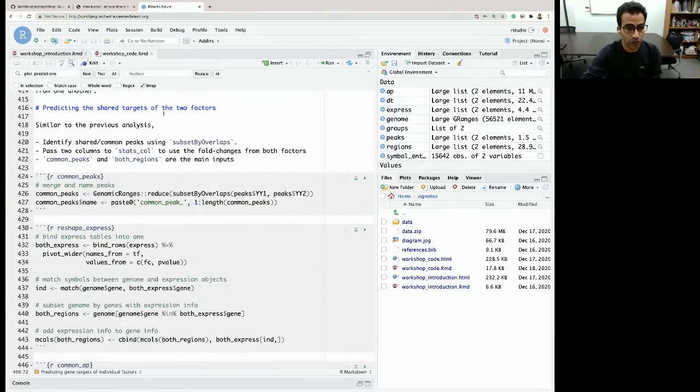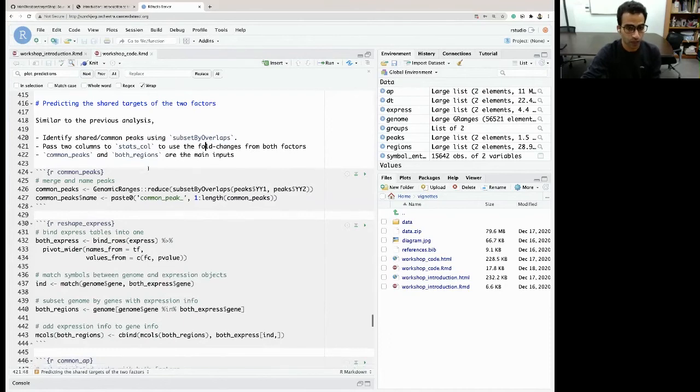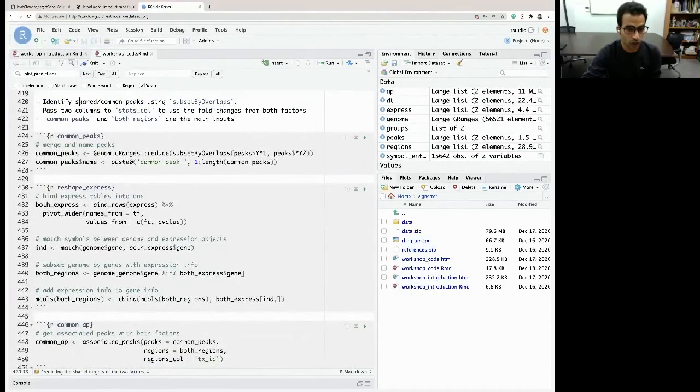Okay, so to predict the shared targets of the two factors, we apply a very similar analysis. But first, we need to identify the common peaks using the subset by overlaps function from Bioconductor. And then instead of passing one item to StatsCall, we pass it two, for the two different factors. This way, we can use the fold change to calculate the regulatory potential, the regulatory interaction. The first object that has the overlapping peaks, we call common peaks, and the object with the fold change for the two factors, we call both regions.